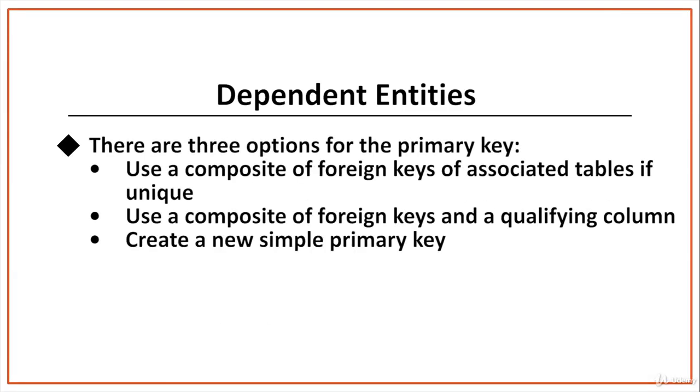There are three options for the primary key. Use a composite of foreign keys of associated tables if unique. Use a composite of foreign keys and a qualifying column. Create a new simple primary key.